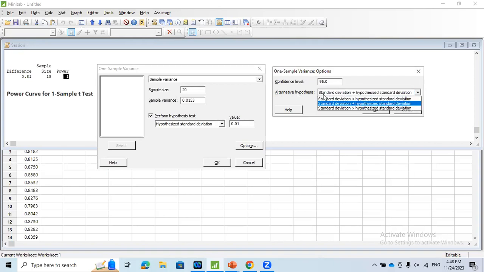Okay, we have three choices for S1. For this case, it's greater than the hypothesis standard deviation. You don't need to worry, for this case we choose sample variance or sample standard deviation. The program will transfer between the two values for you.